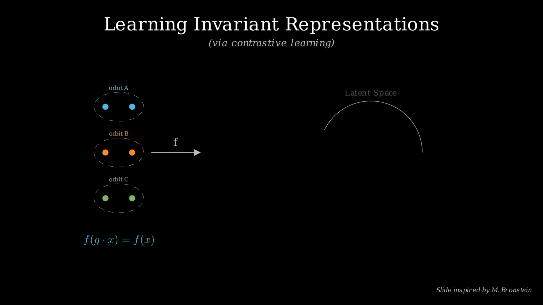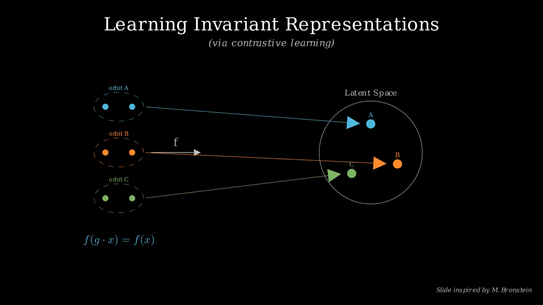In contrastive learning, we train f to pull same orbit elements together and push different orbit elements apart. Each orbit collapses to one point but different orbits stay separated, preserving class structure. This is powerful. The network learns symmetry from data, without any hard-coded equivariance in the architecture. The price: we get invariance, not transformation tracking.